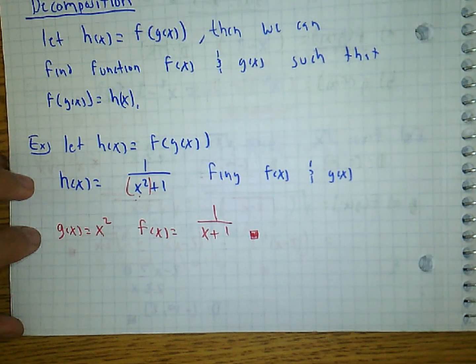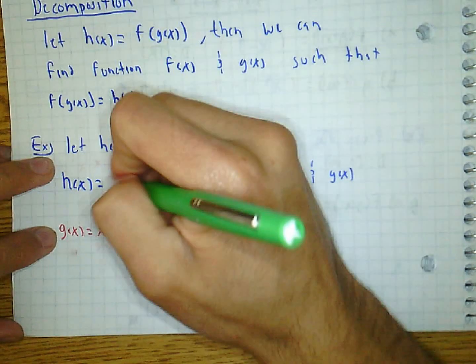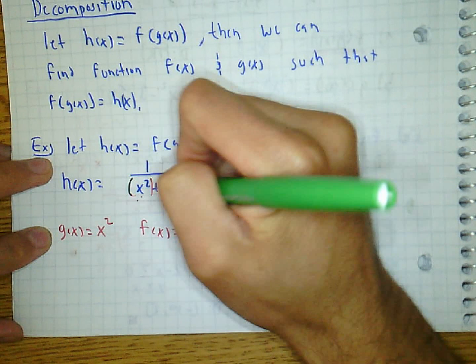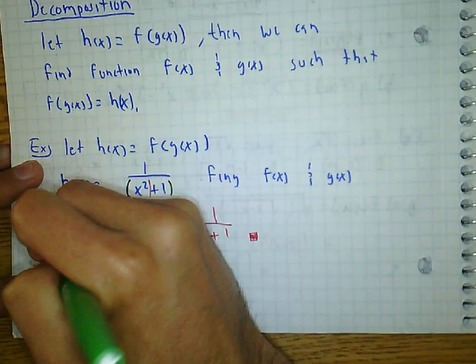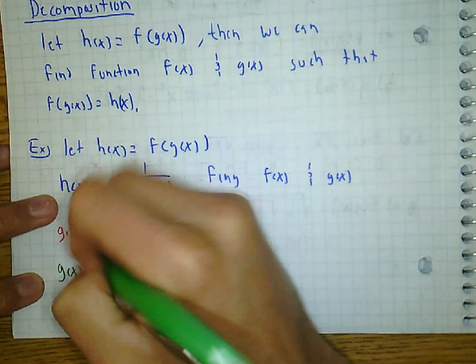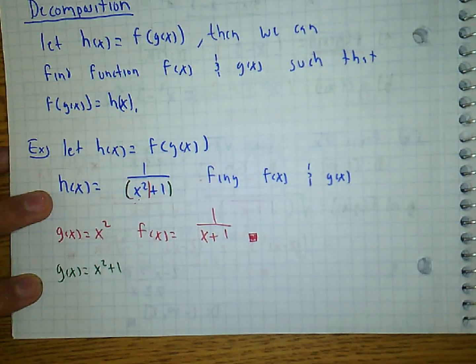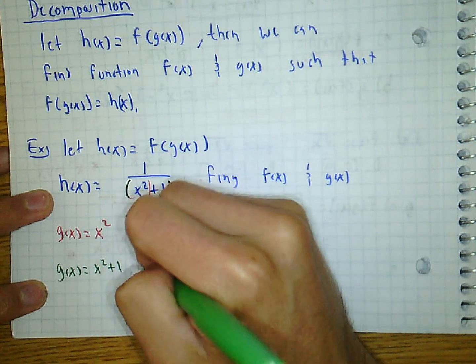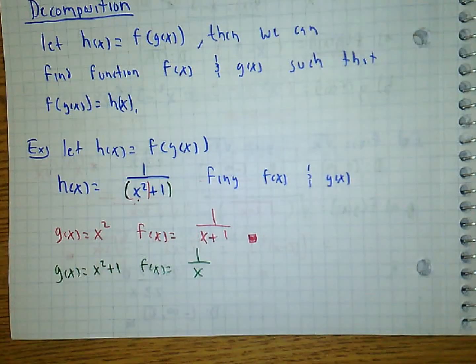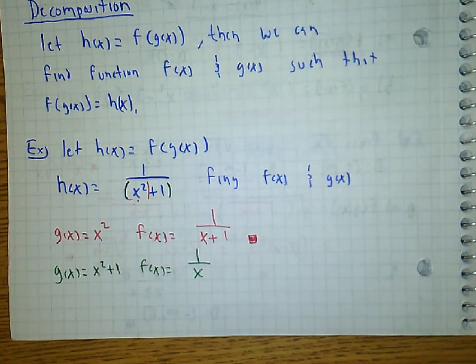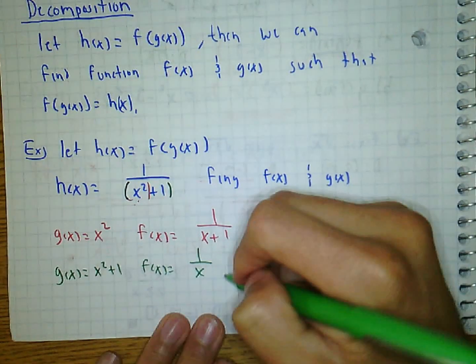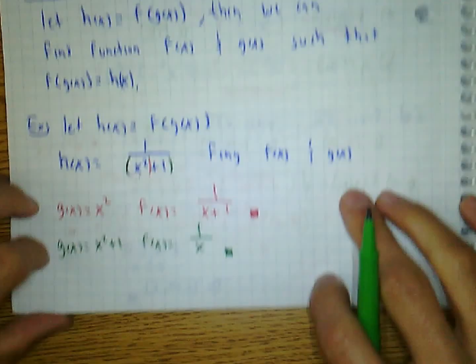But let's say maybe somebody else saw something differently. For example, let's say your partner that you're working with said, hey, I'm going to throw my parentheses in here. Then their answer is g of x is equal to x squared plus 1. That would technically leave you with 1 over parentheses, and we replace the parentheses with an x, which gives us 1 over x. If I do the composition of those two, I will still get the same answer, and this is also correct.